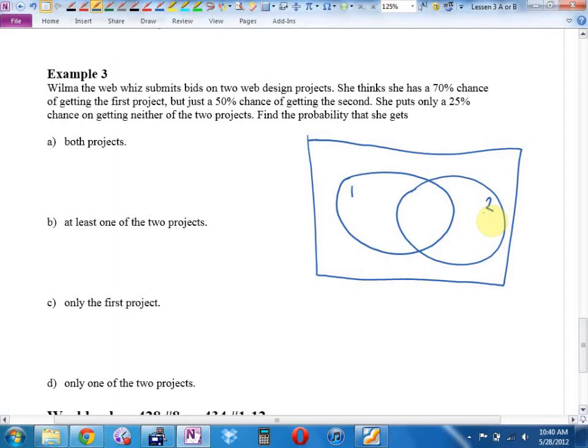Read the question very, very carefully. Did she tell us the odds of her getting both of them at the same time? Did she tell us the overlap? Did she tell us and, Carson? No. But I said to you, I always start filling my Venn diagram in with the and. I don't know what it is. I'll put an X there.